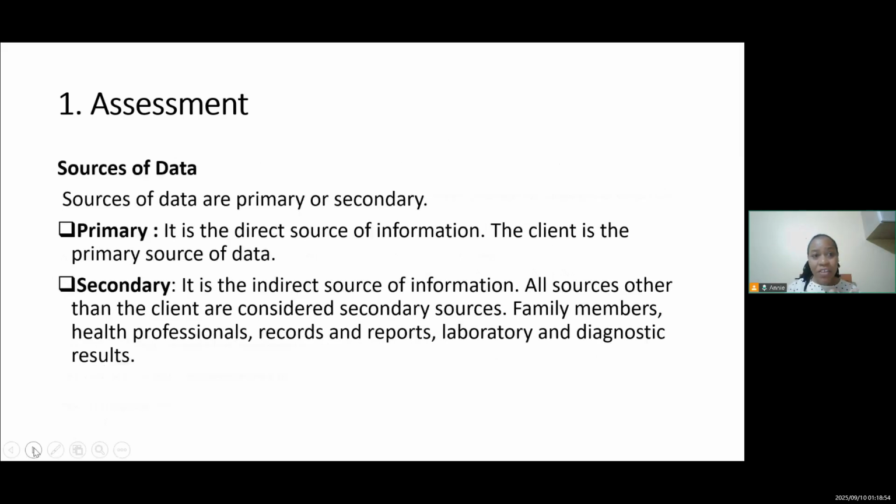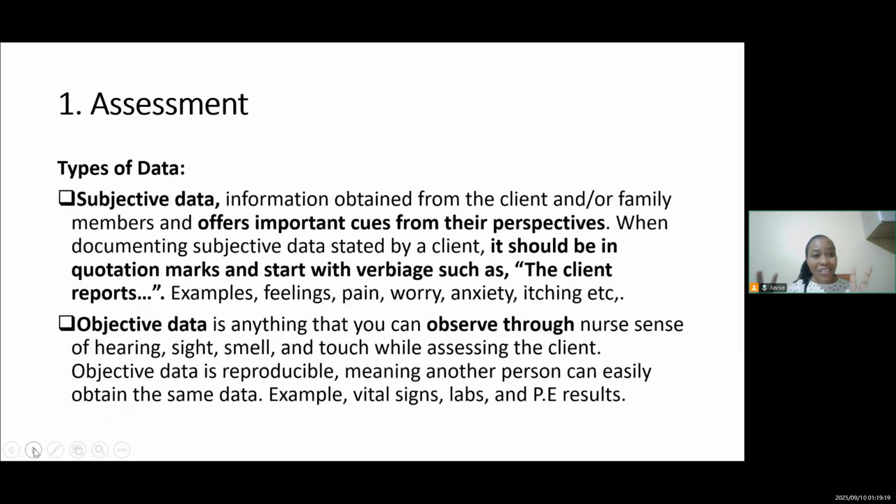There are 2 types of data that a nurse can collect, the primary and secondary. Primary data is the direct source of information, that is from the client themselves. Secondary data is data gotten from an indirect source of information such as their families, healthcare professionals, records, reports, labs, and diagnostic results. Then there are 2 other types of data, that is subjective data and objective data.